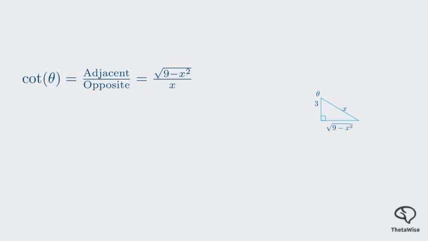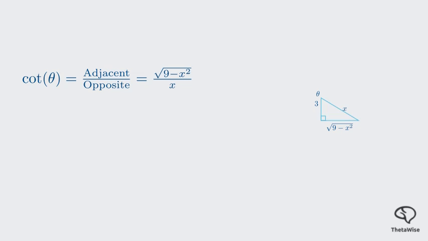To do this, we draw a right triangle based on our original substitution, x equals 3 sine of theta. Since sine of theta is x over 3, the opposite side is x, and the hypotenuse is 3. By the Pythagorean theorem, the adjacent side is the square root of 9 minus x squared. Now we can find cotangent of theta from the triangle. Cotangent is adjacent over opposite, which is the square root of 9 minus x squared, all over x.